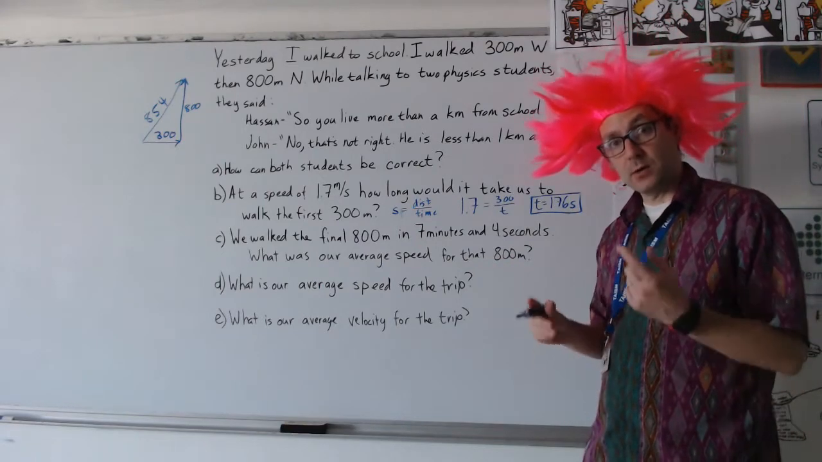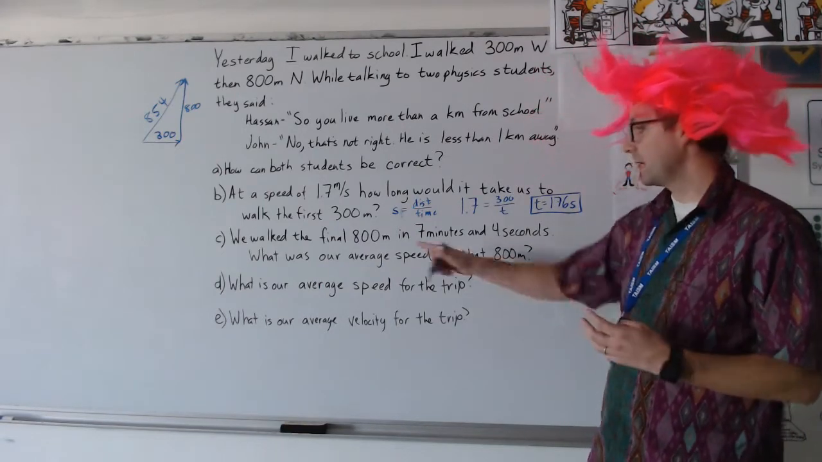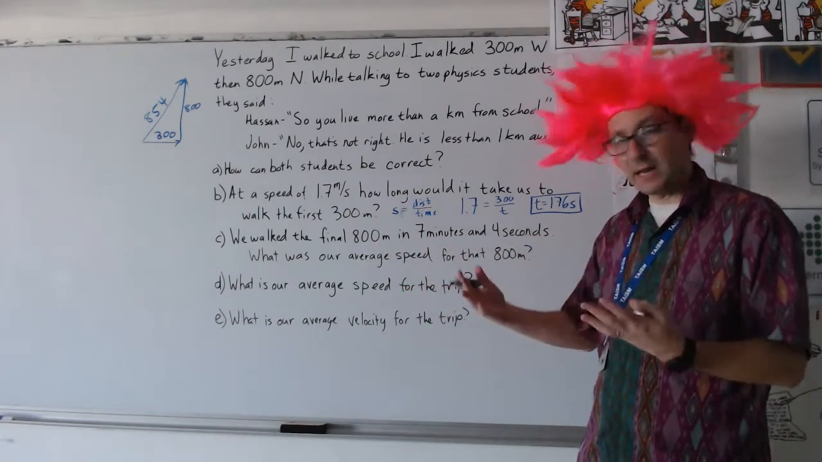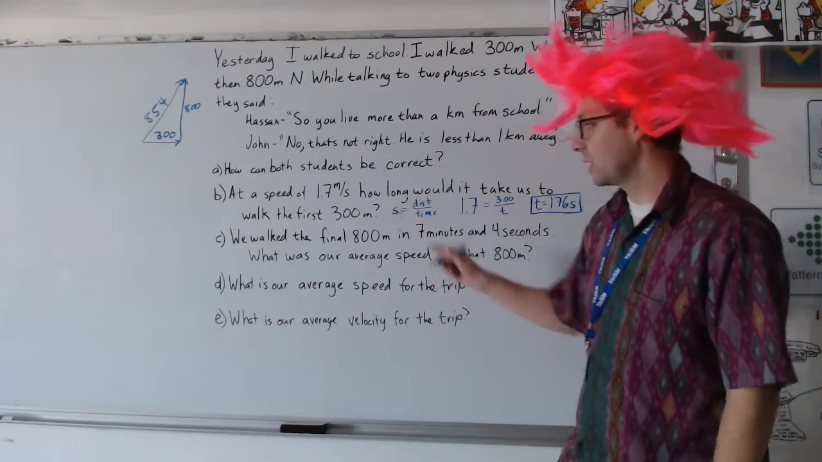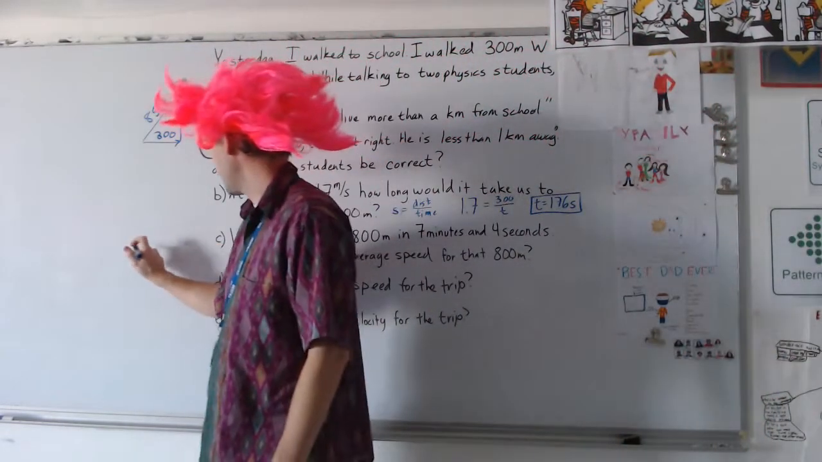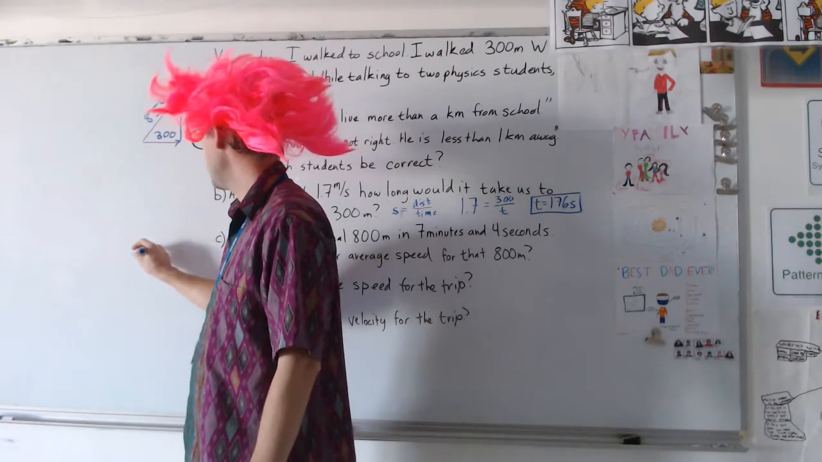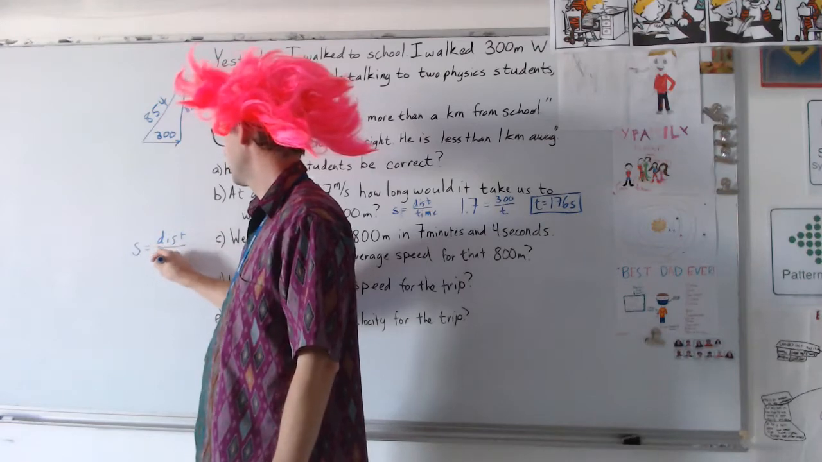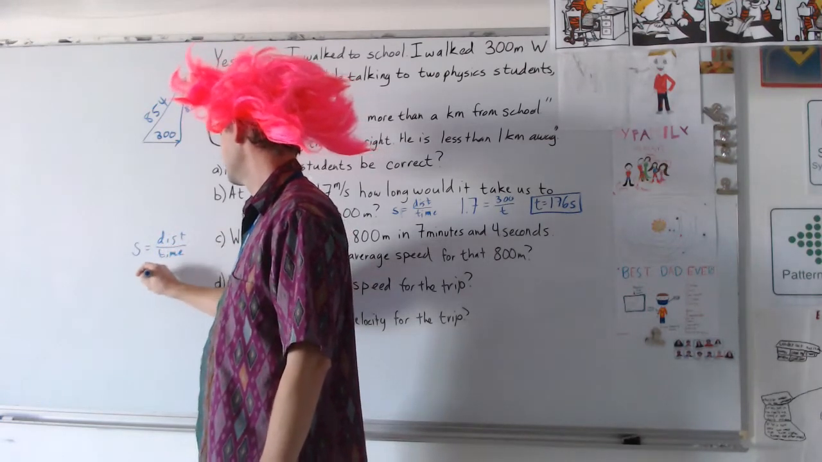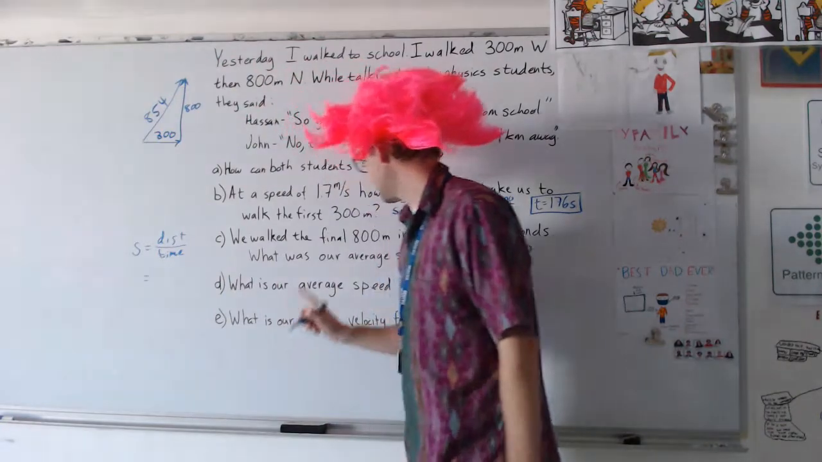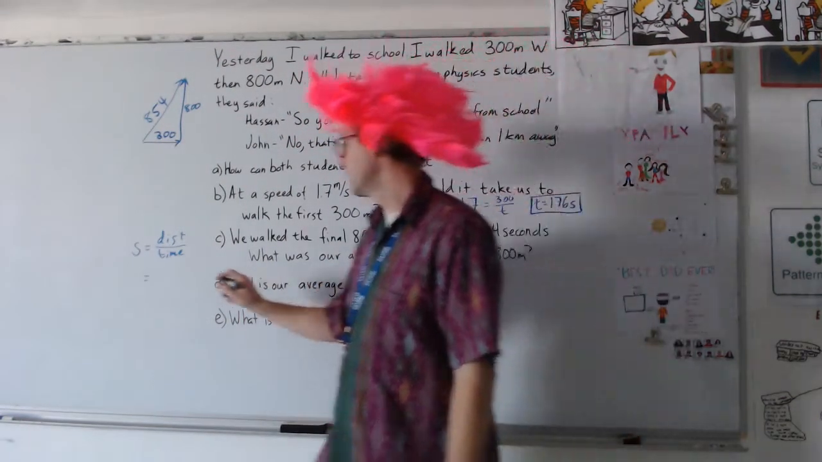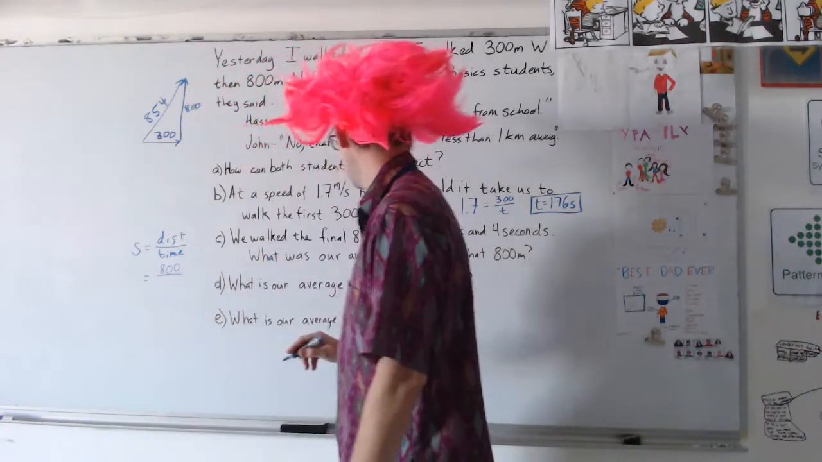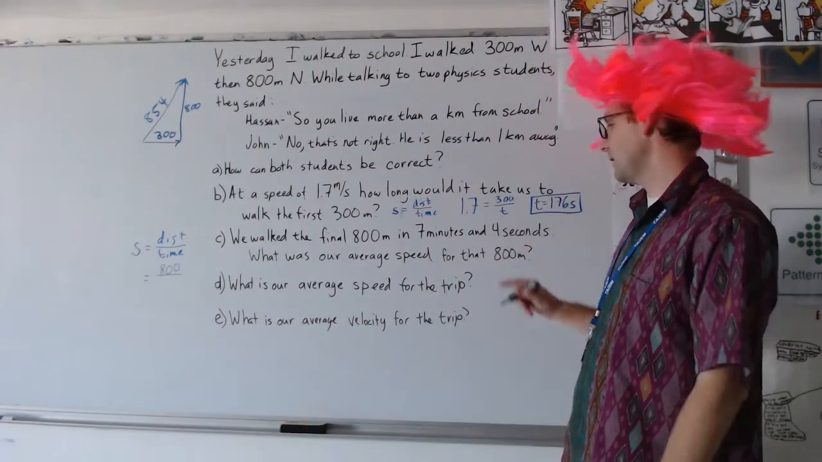All right, again, what information do we have? We've got a distance, we've got a time, and we want speed. So that's what we need, right? We can go speed. I'm going to do it over here on the side because it looks like I've got more space over there. So speed is equal to distance over time. Okay. The distance was 800 meters. And the time was 7 minutes and 4 seconds.